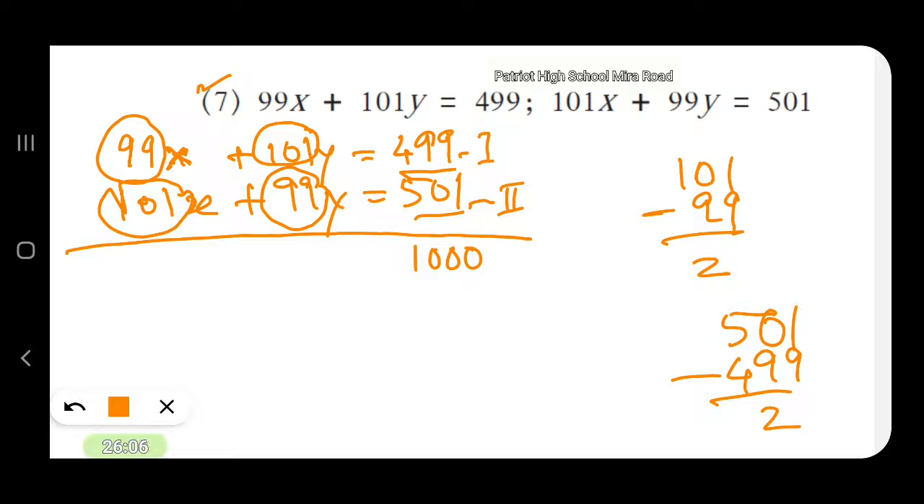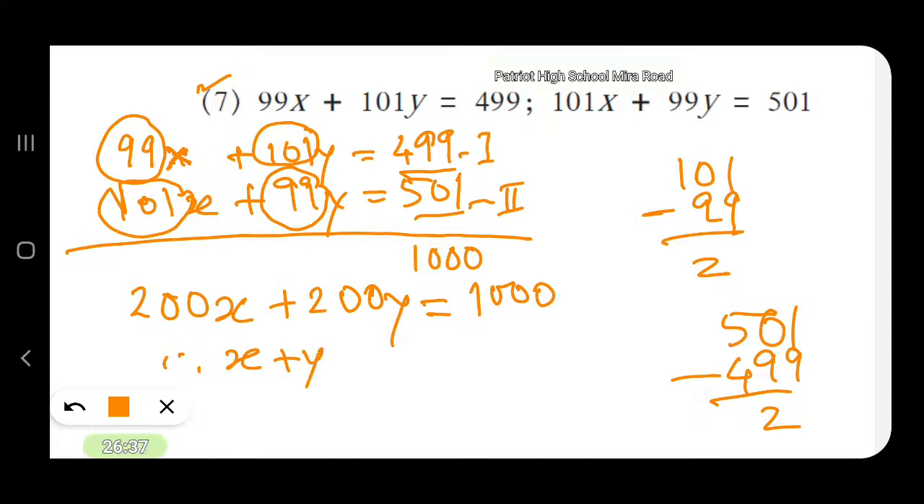So what we have to do is, in one case you add both the equations, and in the other case you subtract one from the other. So let us go for that. Adding the two equations, we have 200x plus 200y is equal to 1000. Dividing both the sides by 200, we get x plus y is equal to 5.